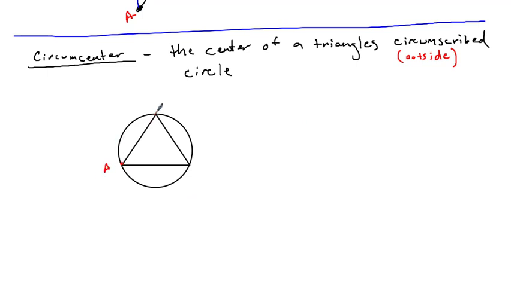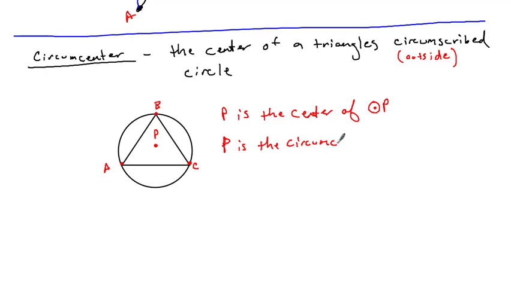So we'll make this point A, point B, and point C, and right in the center we're going to have point P. P is the center of circle. This is how you write circle. Circle with a little dot in it. Circle P. Okay, P is the circumcenter of triangle ABC.